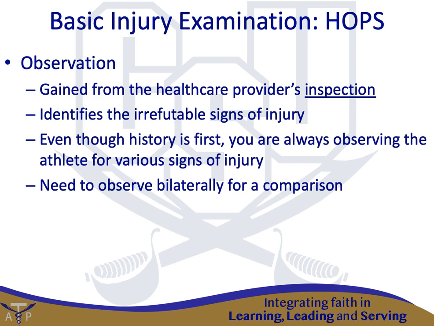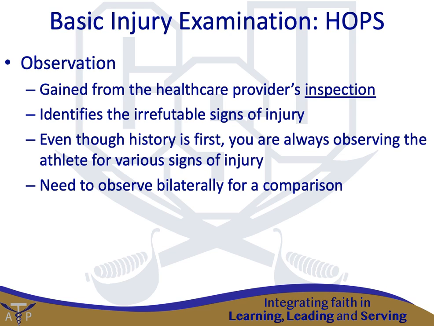The observation looks really at identifying the irrefutable signs of the injury. So really, what do we see? Not necessarily symptoms. The symptoms, remember, are provided by the athlete, so we'll get that in the history. But we're looking at these signs that they can't hide, that we can see with our eyes that are occurring with the athlete. By also observing the injury, we can look at body language and facial expressions, so we can determine what kind of emotions are attached to this injury.